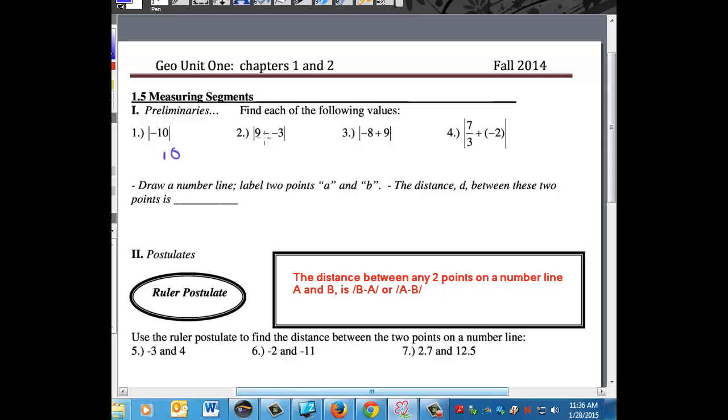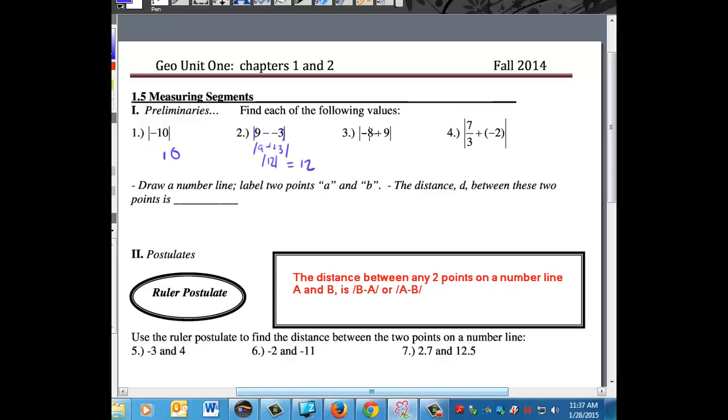The other thing is when we do the absolute value, we first have to add or subtract everything inside the absolute value first. So we do this inside first, and then we take the absolute value second. So it becomes 9 minus negative 3, which becomes plus plus, so we get 12. The absolute value of 12 is going to be 12.